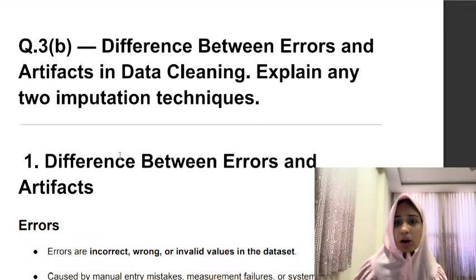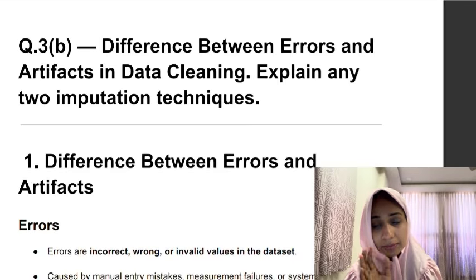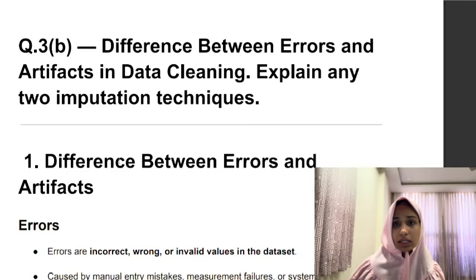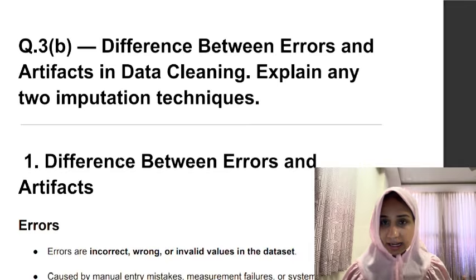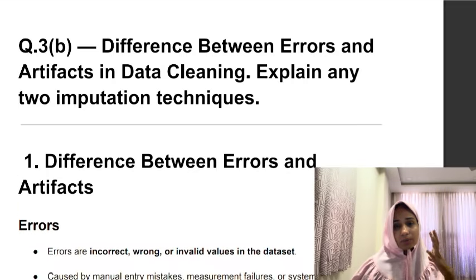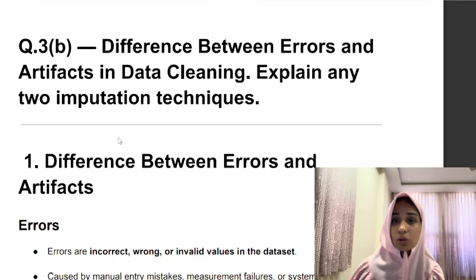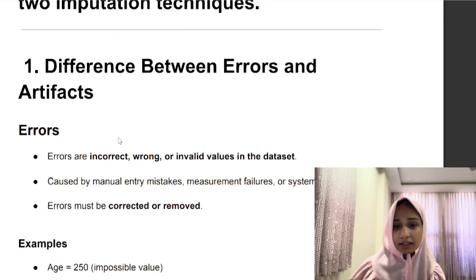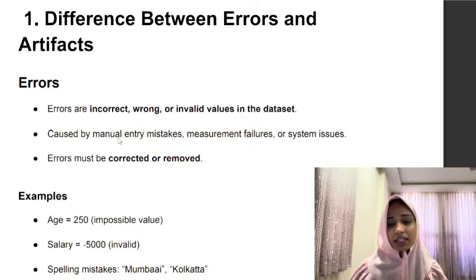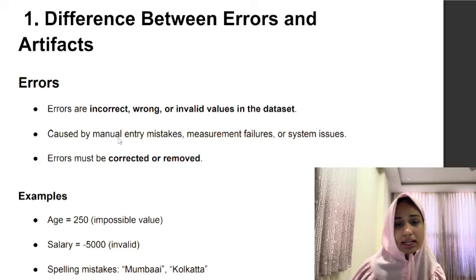So this was part A of question number 3. We have studied data wrangling, how we can remove the errors and how we can clean the data, and we have looked at it through an example as well. Question number 3, part B: difference between errors and artifacts in data cleaning. Explain any 2 imputation techniques. So what is the difference between errors and artifacts?